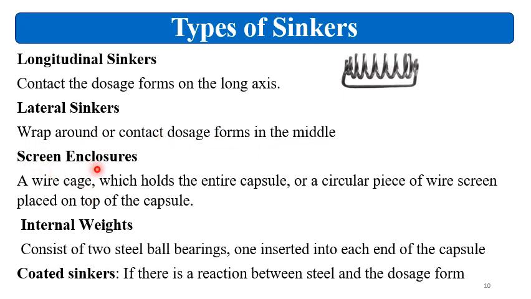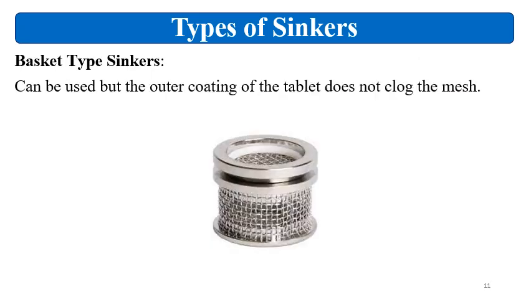Then screen enclosures. These are wire cages which hold the entire capsule, or a circular piece of wire screen placed on top of the capsule. Internal weights consist of two steel ball bearings, one inserted into each end of the capsule. Then coated sinkers. If there is a reaction between the steel and the dosage form, coated sinkers are used. Another, based on the design, is basket type sinkers.